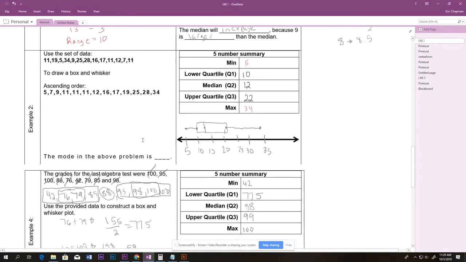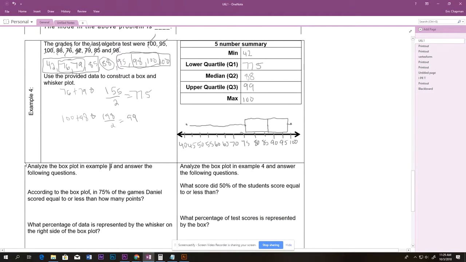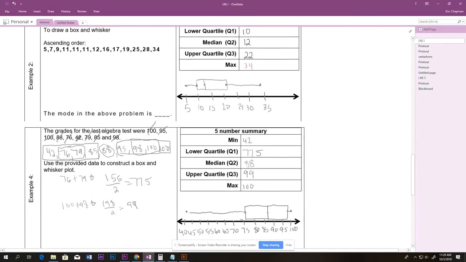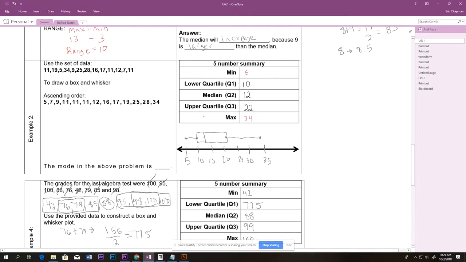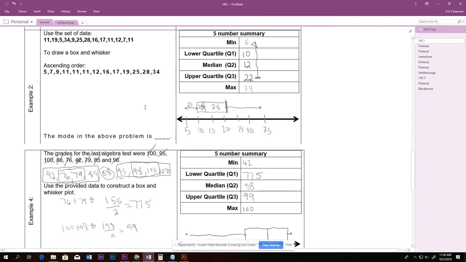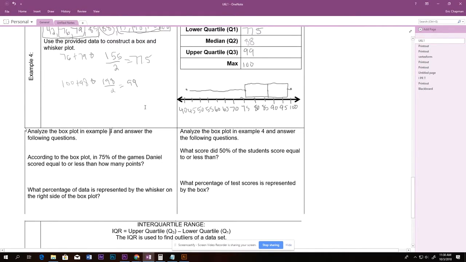All right, so this is Daniel up here. These are the scores that he made. Now let's take a look. According to the box plot, in 75% of the games Daniel scored equal to or less than how many points? So 75% equal to or less than. You have to remember that this is 25, this is 25, and this is 25. So that is this number right there. In 75% of his games, he scored 22 or fewer points.